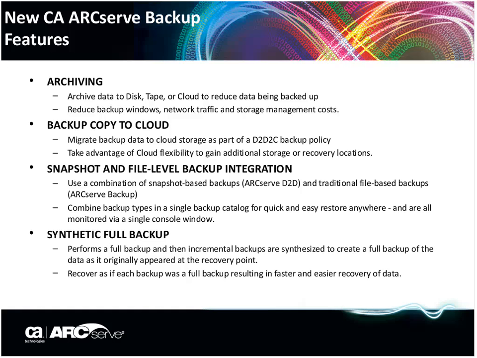We have the ability to copy to cloud, migrate those backups we talked about, and take advantage of cloud flexibility to gain additional storage of your data at different locations. We can do snapshot and file level recovery in a very integrated fashion. You can do snapshots, and this is just the tape. We can combine both tape and single backup catalogs for quick restoration basically anywhere. The synthetic full backup now automates the merging of those incrementals, which customers would spend a lot of time trying to do themselves. It provides greater efficiencies internally for organizations using traditional backup methods.